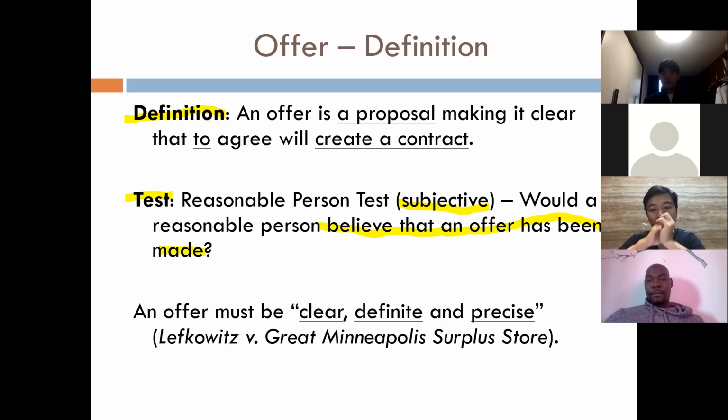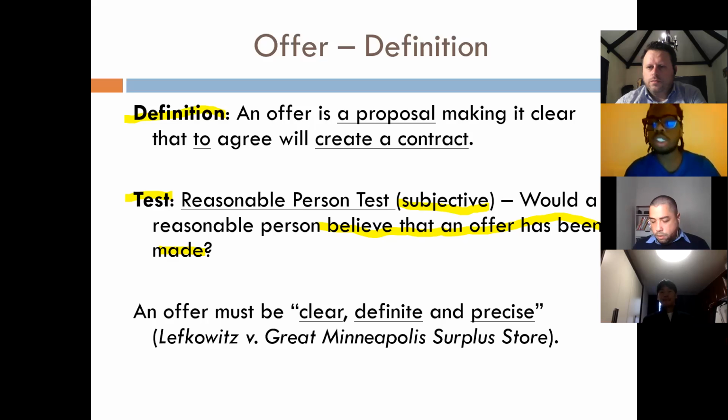Jody, what do you think that means? The reasonable person, so the judge will say, if the offer is given to the people who receive it, if the average person in the same circumstances will take this offer as a deal. For example, you have to be clear, there is something in exchange, and there is a place. Okay, that's good too.